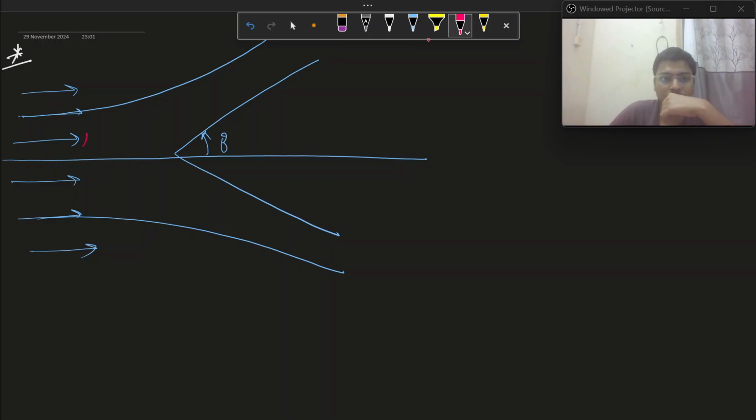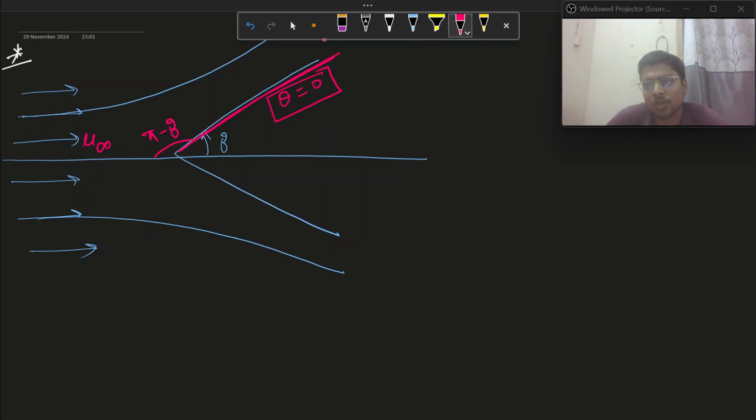So we can write u infinity here. This is beta, this is pi minus beta. Here we will say that this line, assume it as theta is equal to 0, and the other is theta is equal to pi minus beta.